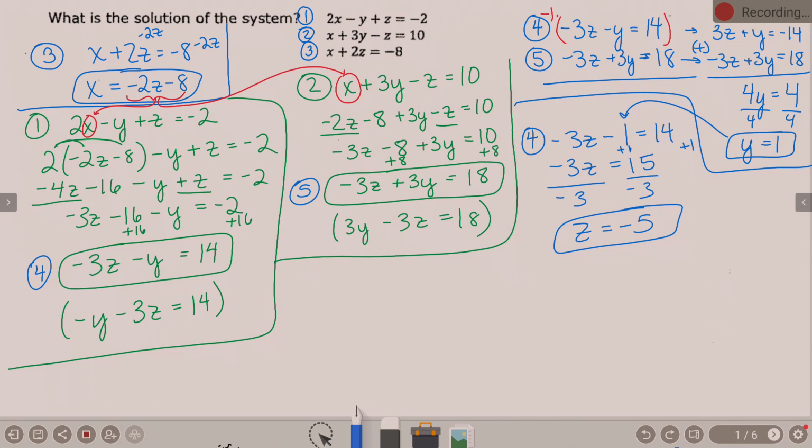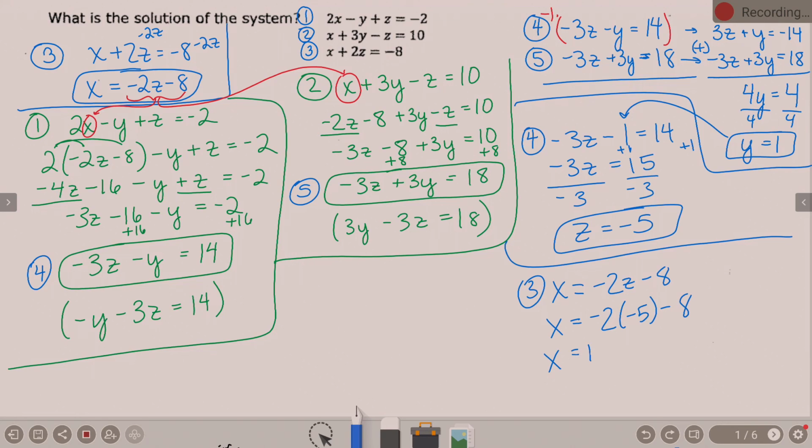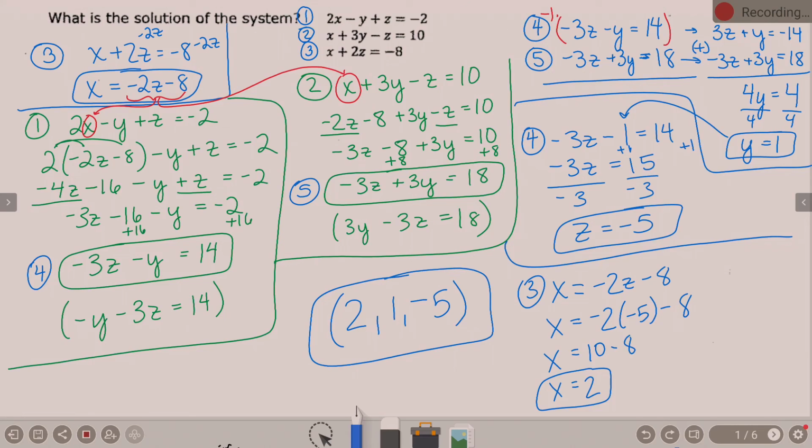Now could I go back and use my equation 3? Yes. Now I could. So now I could say equation 3, x equals negative 2z minus 8. x equals negative 2 times negative 5, minus 8. x is 10 minus 8. x is 2. Final answer. 2, 1, negative 5. Is she right? Yes. Okay, good deal, because I didn't check my order.